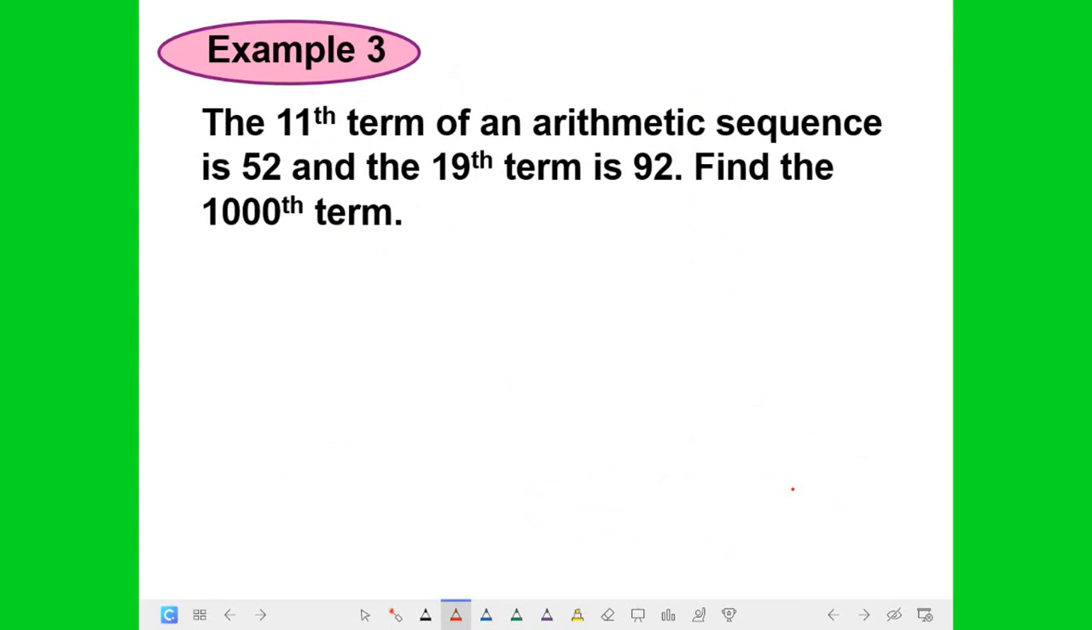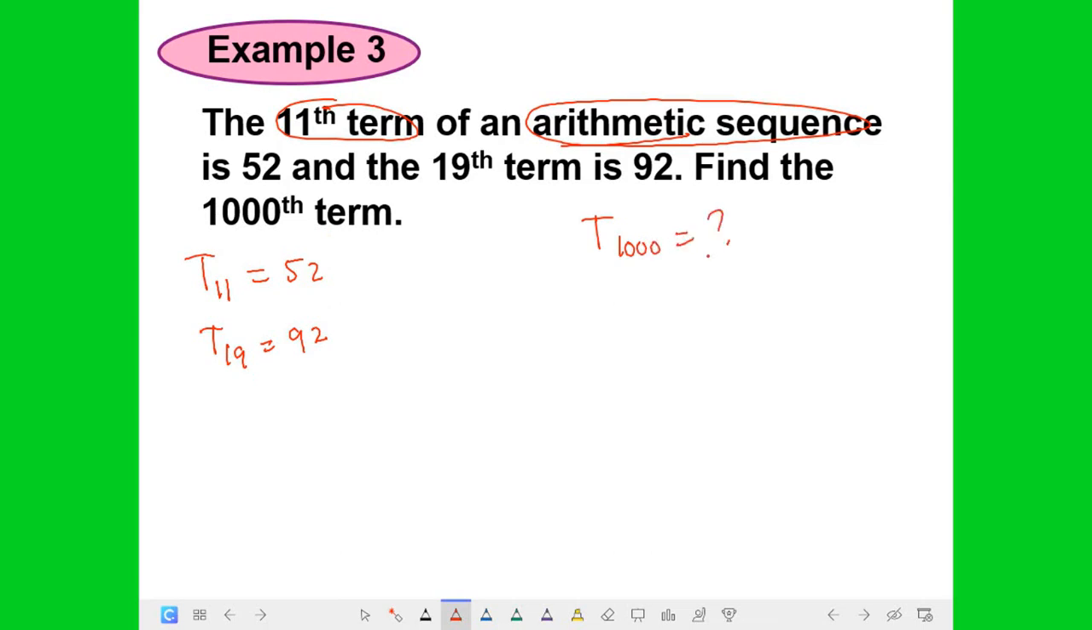Example 3. The 11th term of an arithmetic sequence is 52. How do you take the info? T11 is given as 52. And the 19th term is 92, so T19 is equal to 92. Then find T1000. First thing, you need to know the formula. The formula is Tn equals A plus n minus 1 D. This is the formula. We know it.